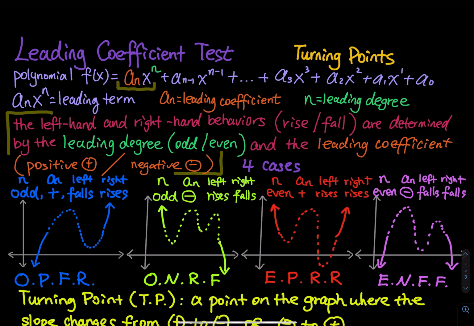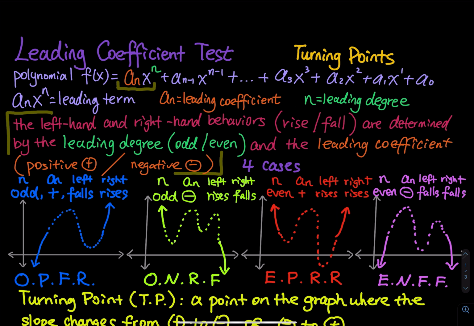Now, every time you determine the left hand and right hand behavior, you have to check the following. Let's read this sentence. The left hand and right hand behaviors, either rise or fall, are determined by the leading degree. You have to check the leading degree and ask yourself, is the degree odd or even? And the leading coefficient, is it positive or negative? There are 4 cases, so let's go over this one by one.